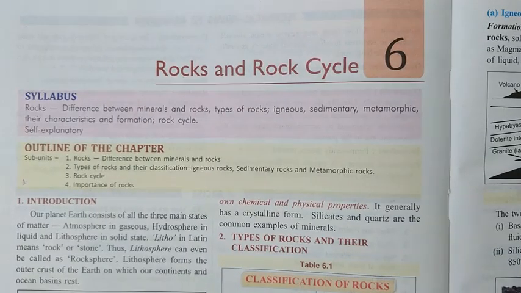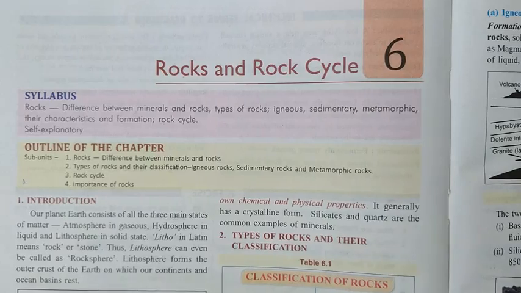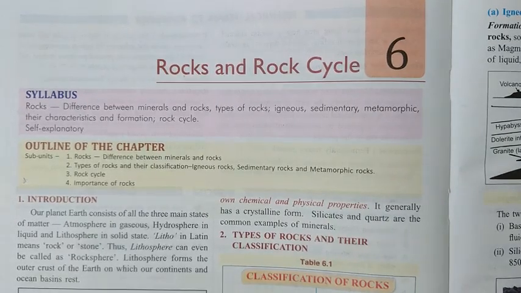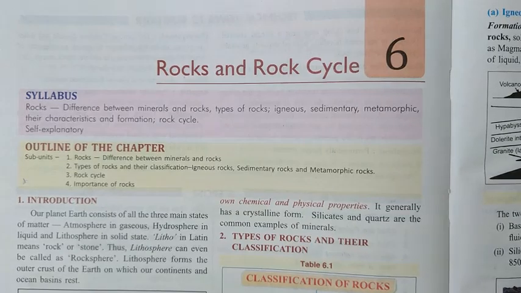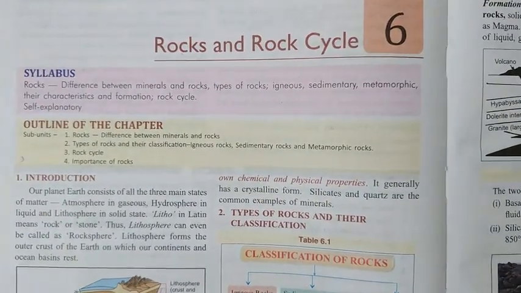And in your syllabus, this will be the fourth chapter. In the book, it is the sixth chapter, but two chapters have been removed from the syllabus. So you have to prepare only four chapters and the map. So this is chapter 6, that is the fourth topic.